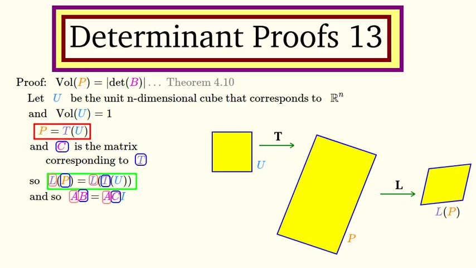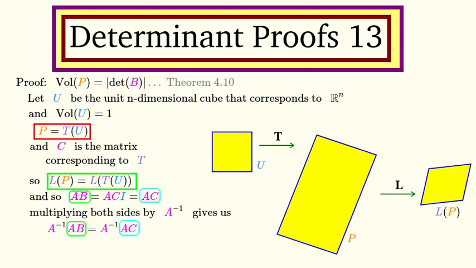This can be rewritten as the product of all these matrices that correspond to these linear transformations and regions. For example, I corresponds to U. And then we can eliminate the identity matrix to get this product. Then we can multiply both sides by the inverse of A to get this equation.